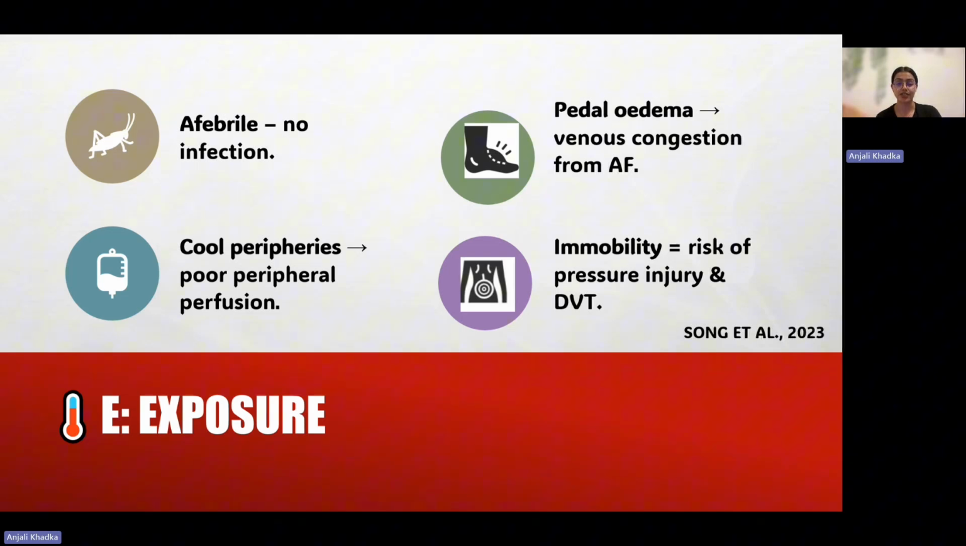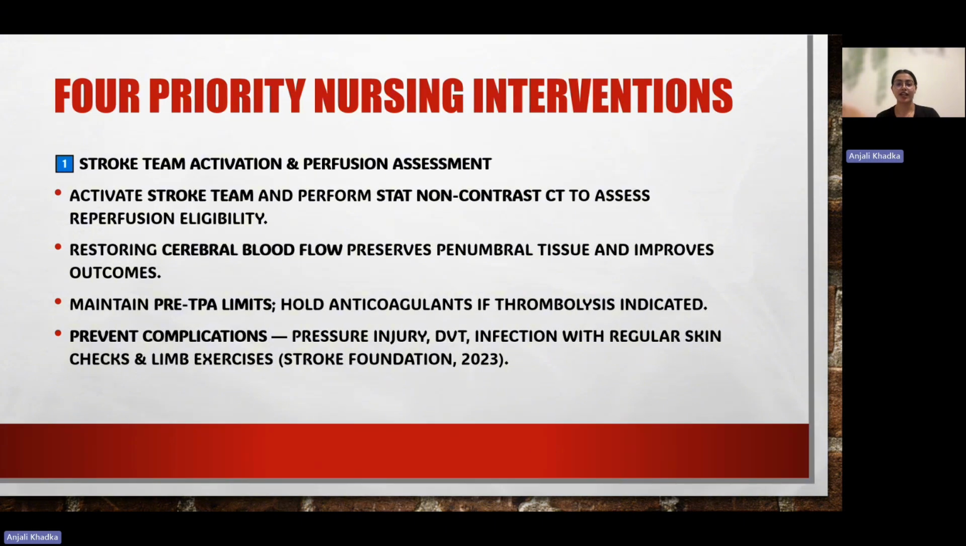If the risks are not addressed, what might happen to the recovery trajectory? It leads to reduced mobility, infection, and delayed healing. That's why full body assessment and pressure area care are key to preventing secondary complications in stroke patients like Mrs. Manalo.